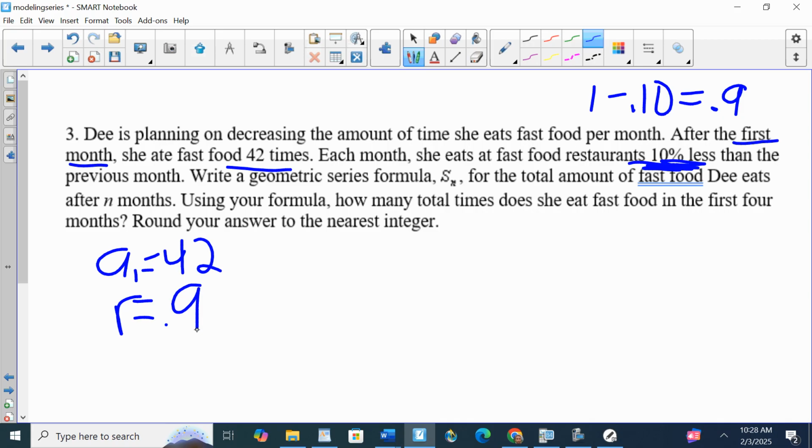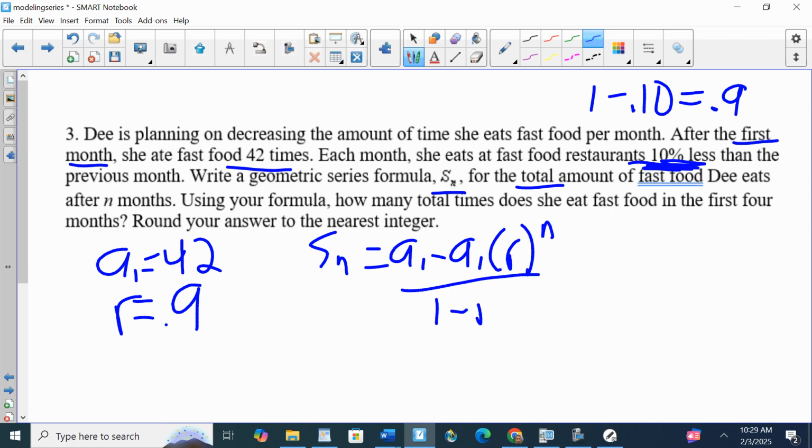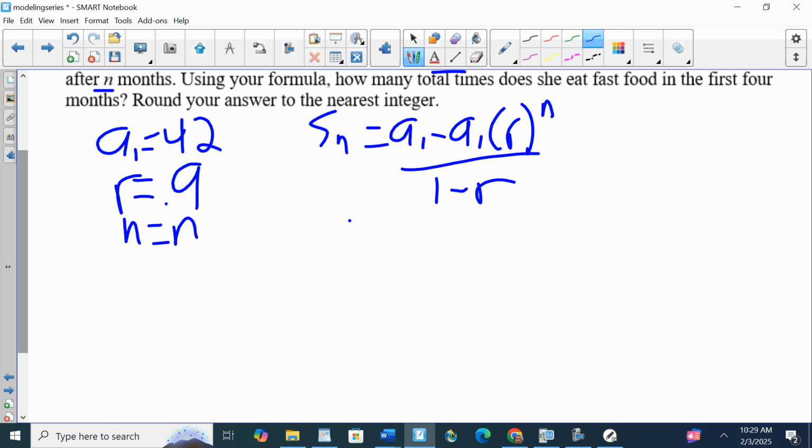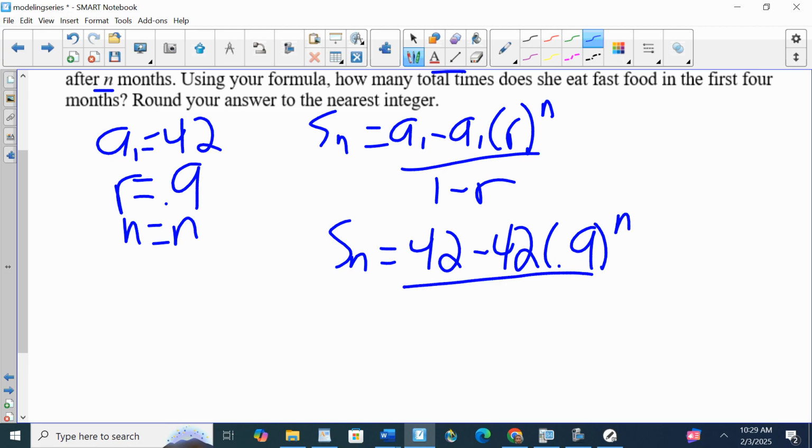Write a geometric series formula, Sn, for the total. It's not going to always say Sn, but it will say total. When you see total, that's when you do Sn. It's on the reference sheet, A1 minus A1R to the n over 1 minus R. And again, n is n right now. So we've got Sn equals 42 minus 42 times 0.9 to the n over 1 minus 0.9. That's your formula.